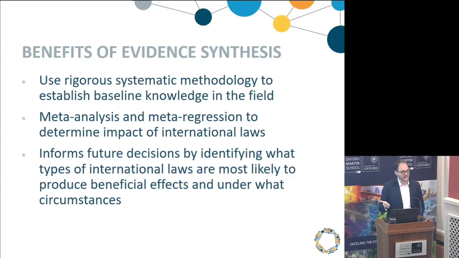Second, once we use meta-analysis and meta-regression analysis, we should be able to pool the results of those over 200 studies to hone in on what is the average effect of an international law. And using meta-regression analysis, we should be able to identify what factors influence whether one study showed it had an effect versus those other studies that found international law did not have an effect. So it's really trying to use clearly systematic methodological approaches to tease out effects and do what an individual study couldn't do. And third, we think it's helpful for informing future decisions by identifying what types of international laws are most likely to produce what kind of effects under what kind of circumstances.